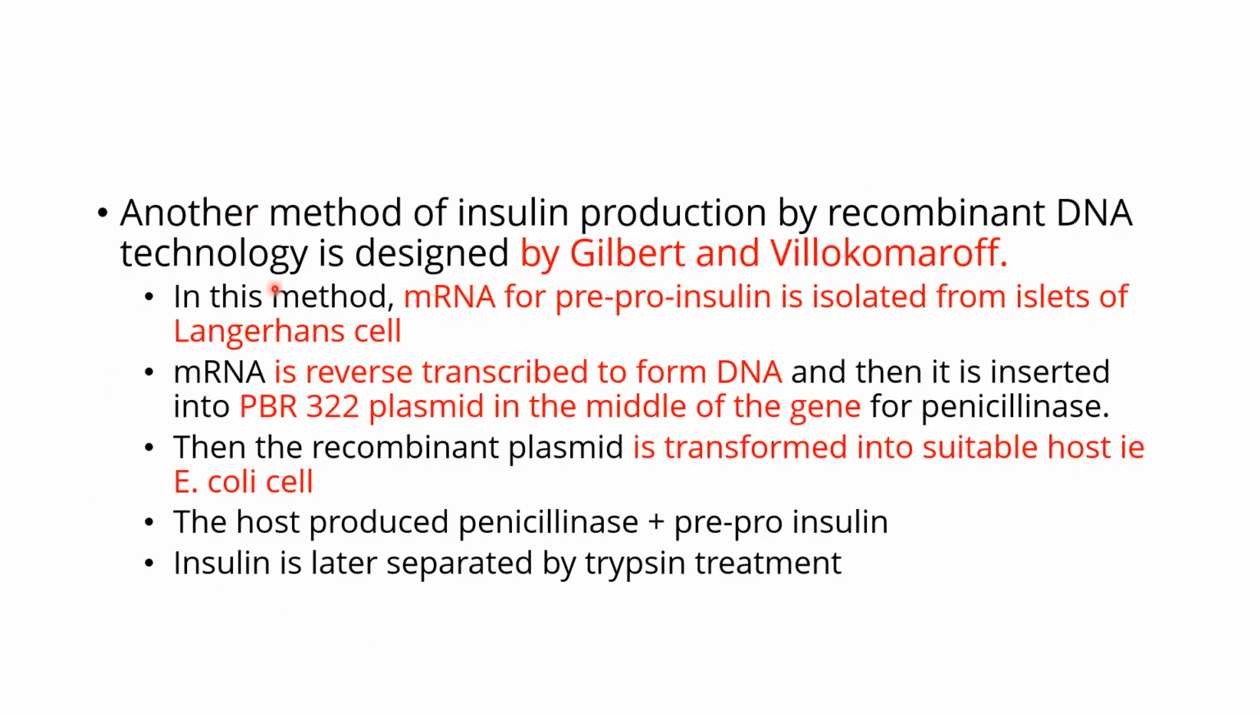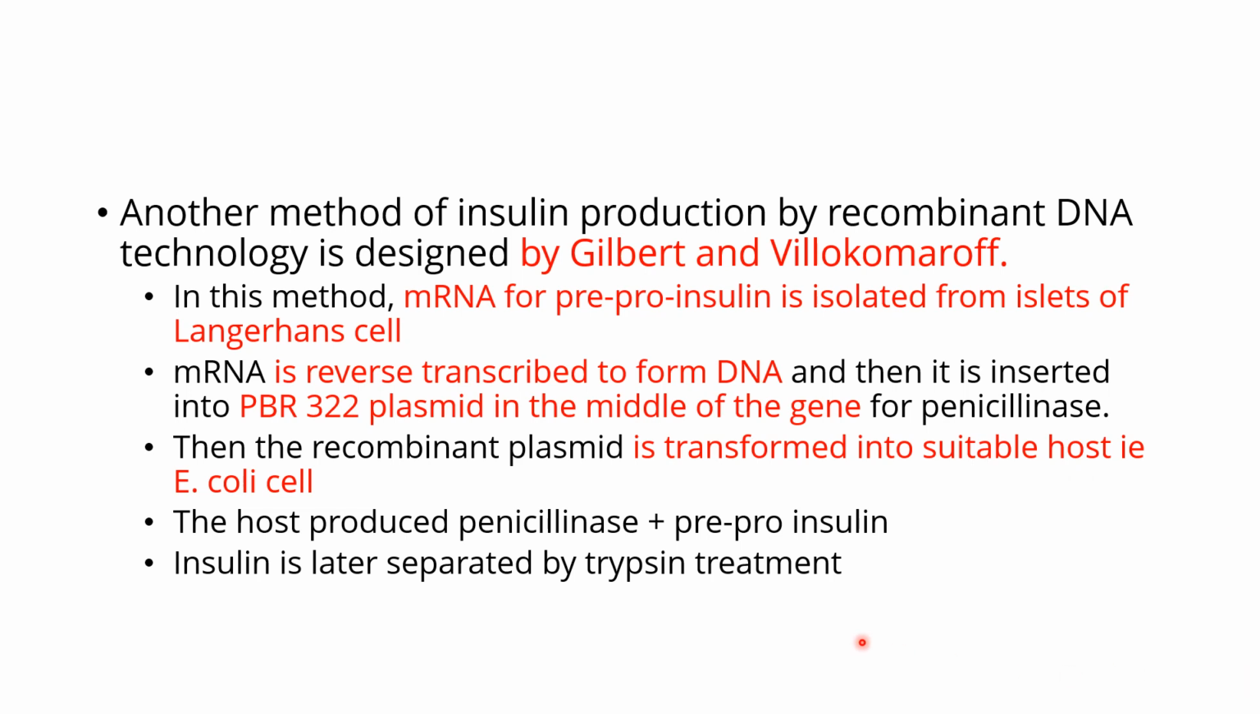Here we say that another method of insulin production by recombinant DNA technology was designed by Gilbert and colleagues. In an event where you want to use messenger RNA for pre-pro-insulin, it is isolated from the islets of Langerhans. So instead of using the gene that codes for insulin, we can just take it from the point where mRNA has already been produced for pre-pro-insulin. This mRNA then has to undergo reverse transcription, and then be inserted into the plasmid, and the whole process can continue.